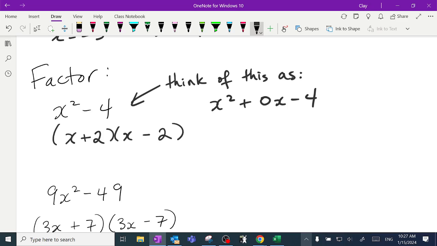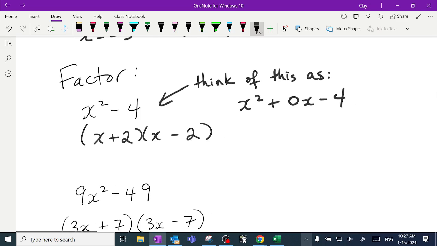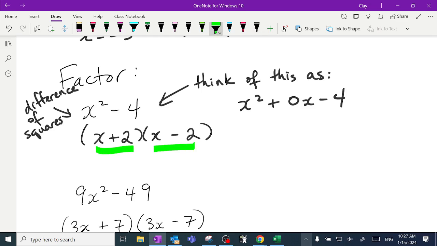In fact, this has a special name. We call this a difference of squares. I don't care if you remember this name or not. Good, you remember that from grade 10? And these two things have a special name too. These two things are called conjugate pairs. And I love that that rhymes. Difference of squares makes conjugate pairs.